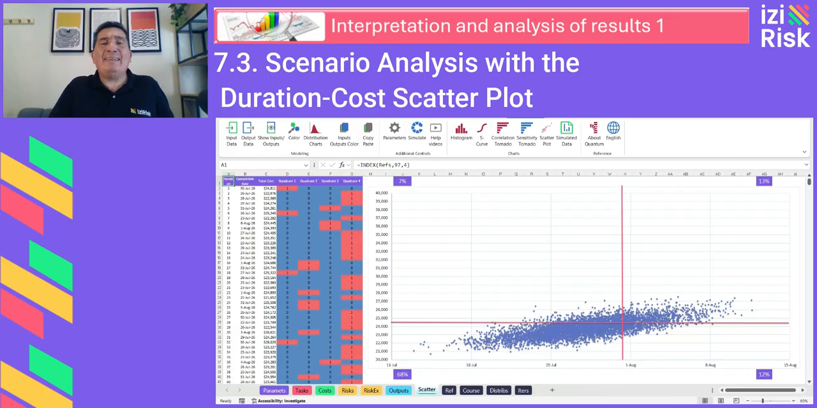So why isn't it exactly 80%? Even though both values, time and cost, are set at the 80th percentile, the combined probability drops to 68% because it is harder to meet two conditions simultaneously. And the combined probability reflects the conditional intersection of two events.